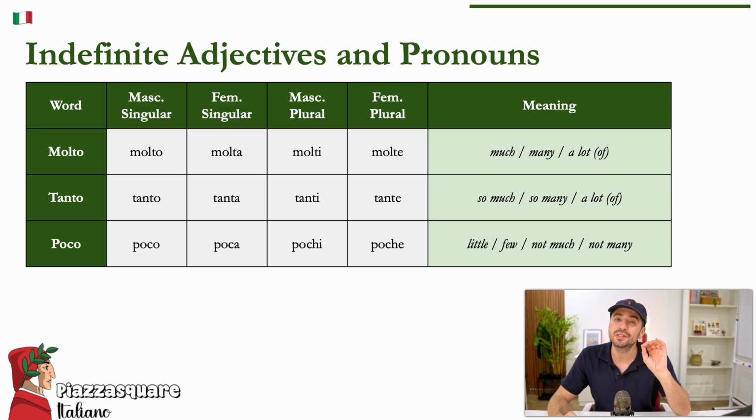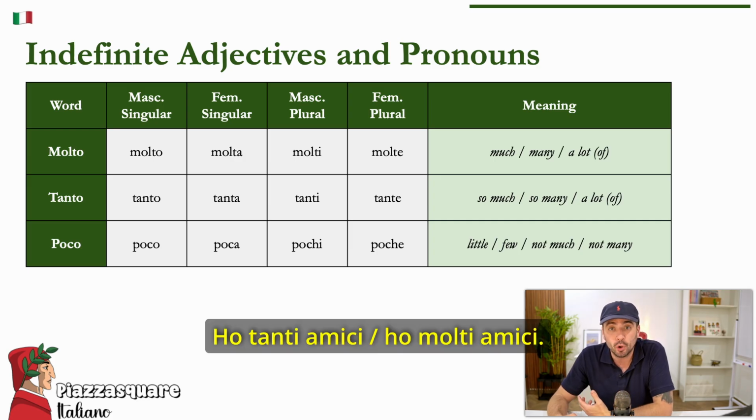You can often use tanto or molto to convey a large quantity. For example, ho tanti amici or ho molti amici, I have a lot of friends. Though tanto can add a nuance of so much, so many in an emphatic way.